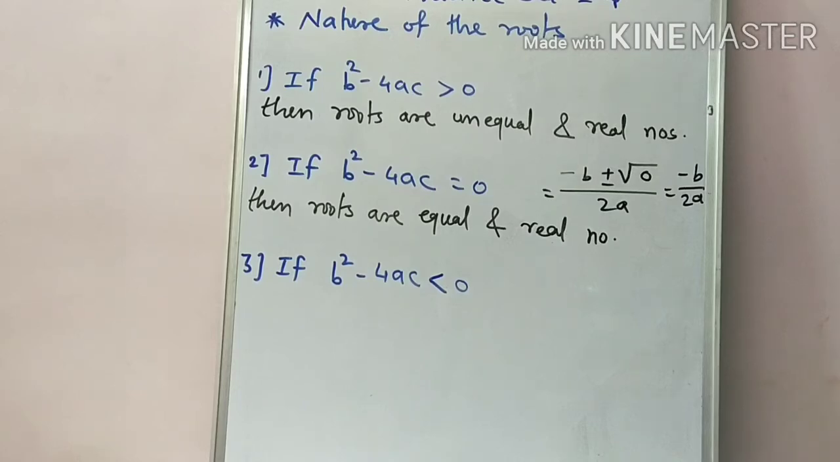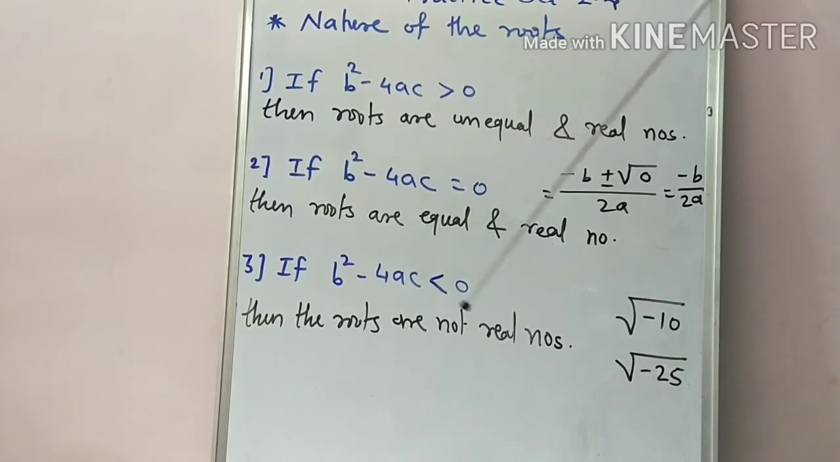Okay, and if the discriminant value is negative, means less than 0, then the roots are not real numbers. Suppose the value of the discriminant is like minus 10 or minus 25, so we write that value under the root sign, and it is not a real number, so that whole value is not real, and hence we can say the roots are not real numbers.